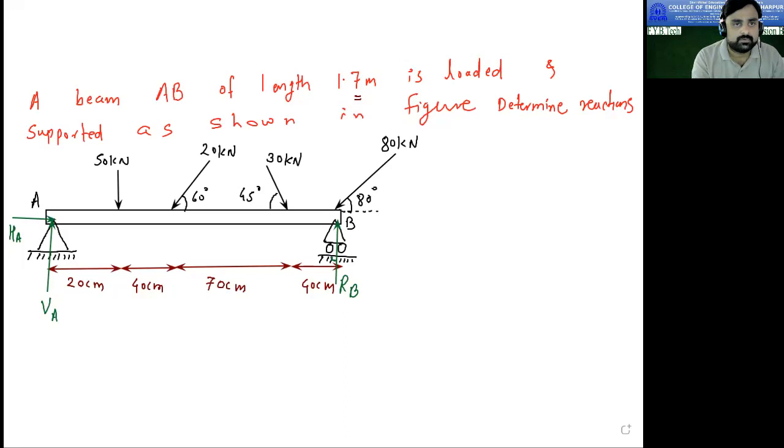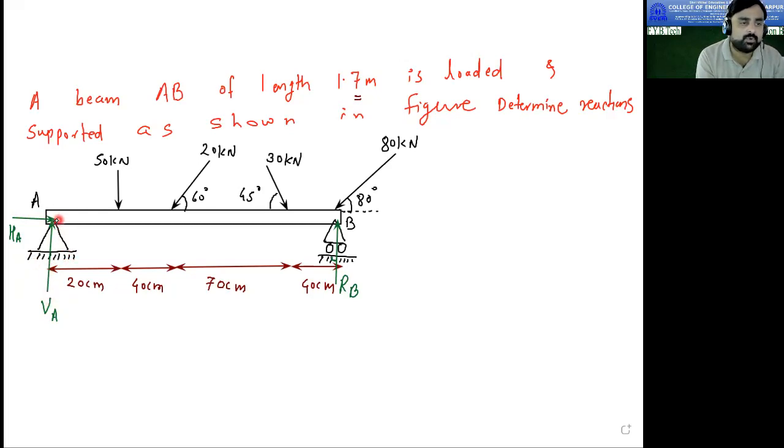Sir, RA should be there instead of VH, right? No. Why here it is RA? RA is the resultant reaction of VA and HA. There are two reactions at this point. Okay. See here, two reactions are there. One is horizontal reaction HA. Another is vertical reaction VA at this hinge support.